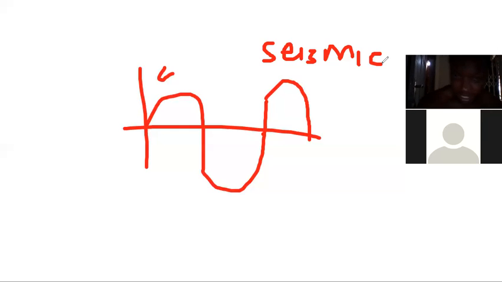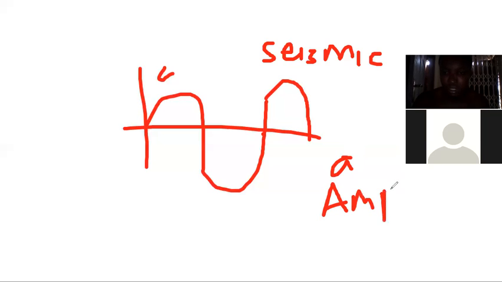Now, the first term we are going to consider is what we call amplitude, and it is denoted by small a. Amplitude. You know how to spell amplitude.